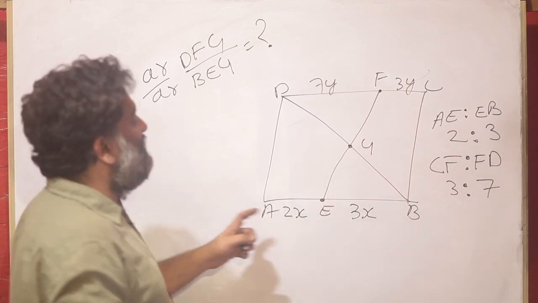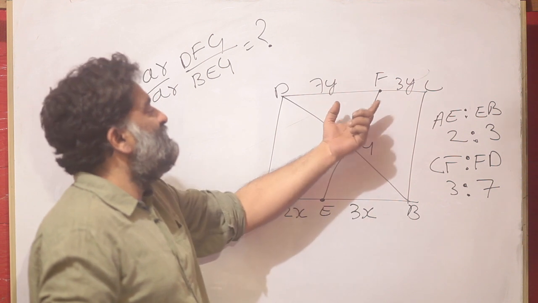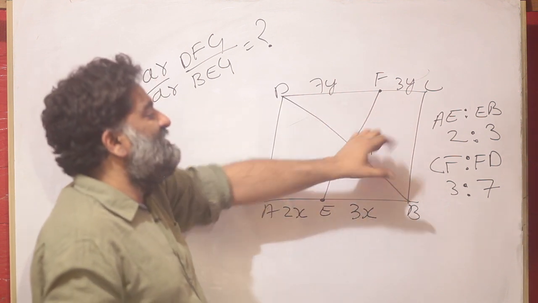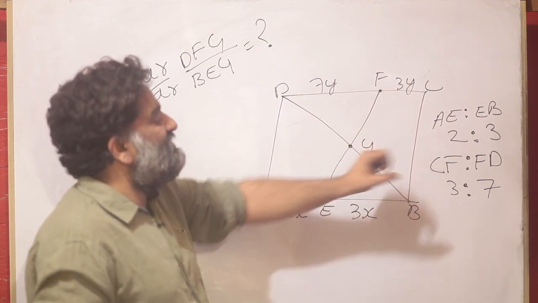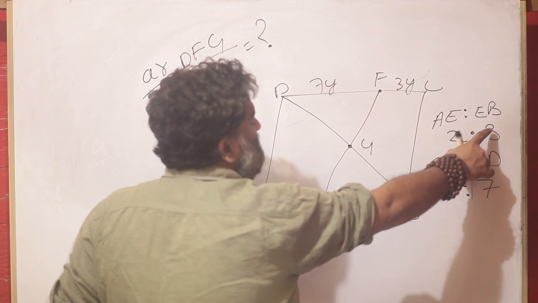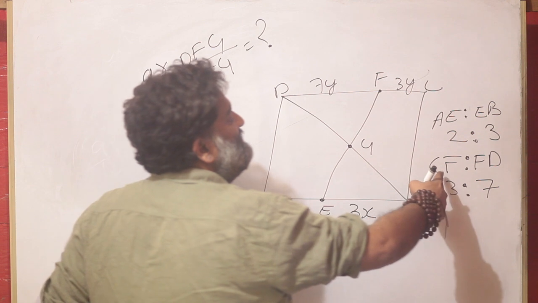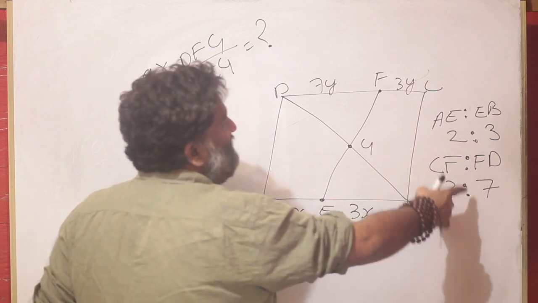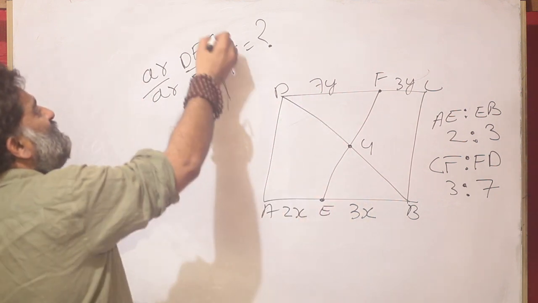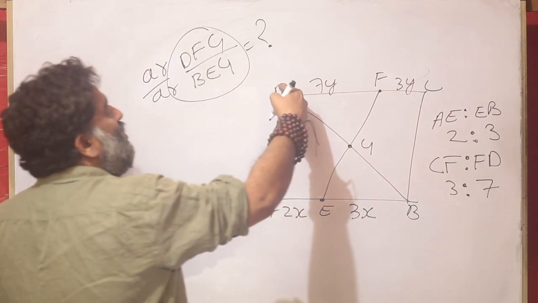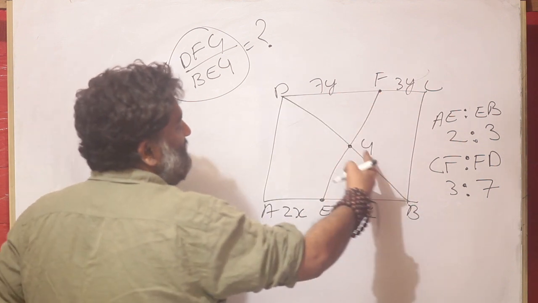So this is our next story. ABCD is a parallelogram. That means AB is parallel to CD and AD is parallel to BC. That also means that this side is equal to this side and this side is equal to this side. Furthermore, AE is to EB is given as 2 is to 3. I have already put that in as 2x and 3x. CF is to FD is given as 3 is to 7. So I have converted that into usable 3y and 7y. And the question is about the ratio of the areas of the triangle DFG. So this triangle and this triangle.